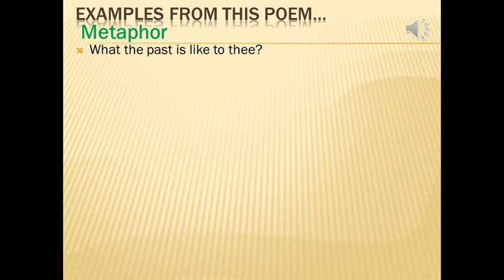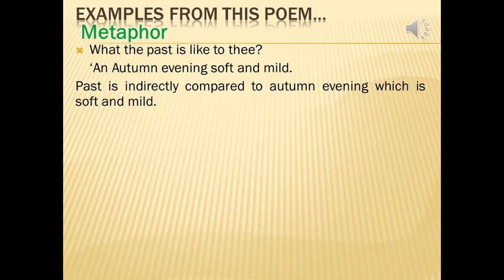After taking the general explanation for simile, metaphor, and personification, let's find some examples from this poem, Past, Present, and Future. In this poem, we do not have examples of simile, but we have examples of metaphor and personification. Let's understand them. Metaphor. What the past is like to thee, an autumn evening soft and mild. The past is indirectly compared to an autumn evening, which is soft and mild.